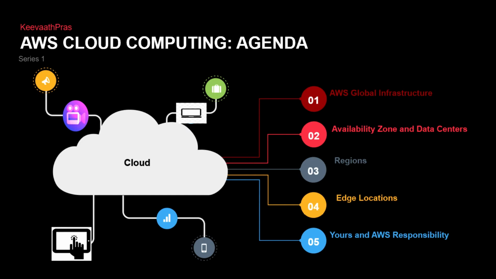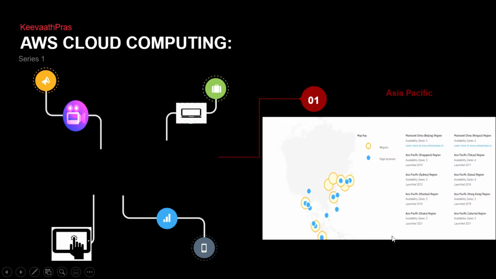All right. So the agenda for today is: what is the AWS global infrastructure? What is an availability zone and data center? What are regions? What are edge locations and how can we visualize them? And what is your responsibility and the AWS responsibility? All right, so this is what we'll be seeing.